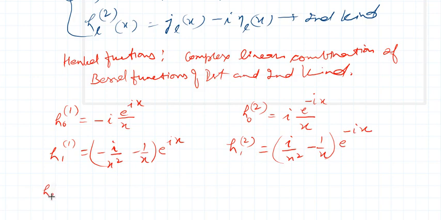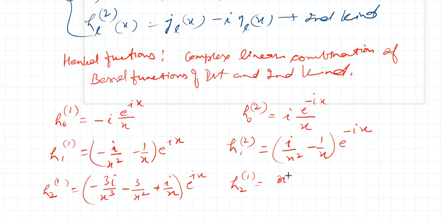And similarly, I can define H21 equal to minus 3 iota over x cube minus 3 over x square plus iota over x and e raised to power iota x. And similarly, H22 can be defined as 3 iota over x cube minus 3 over x square minus iota over x and e raised to power minus iota x. That's what we can define.